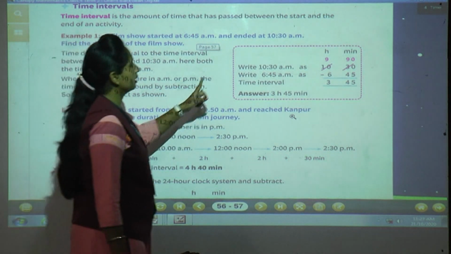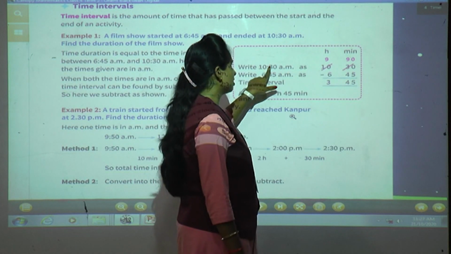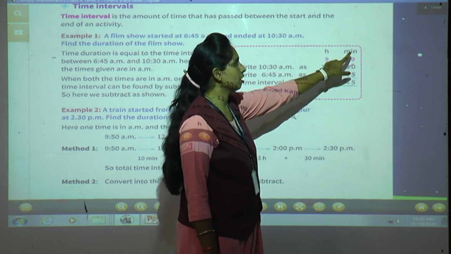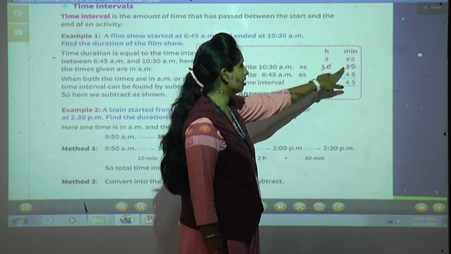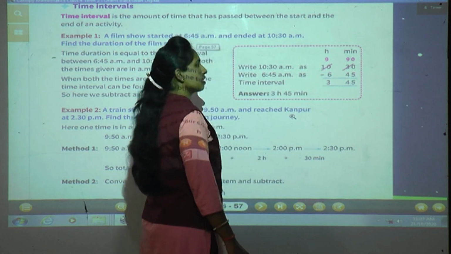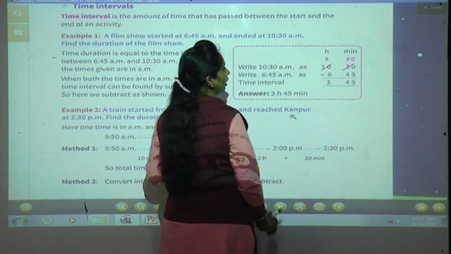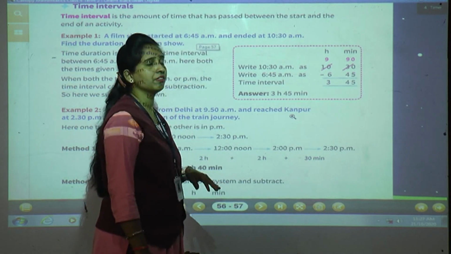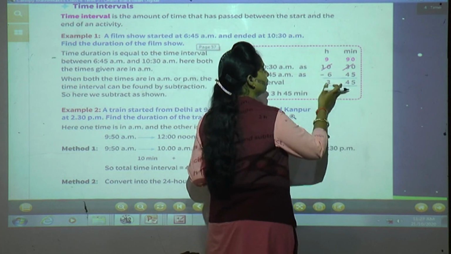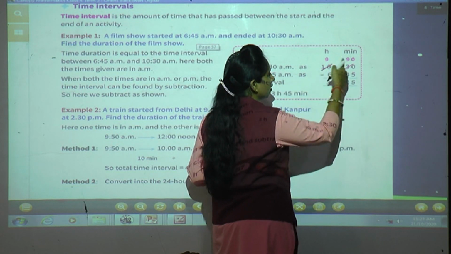So write 10:30 a.m. as, see, 10 is hours and 30 is minutes. So write in this way, hours column and minutes column, 10 hours 30 minutes, and the second one is 6:45. So 6 write in hours and 45 in minutes. Now 30 minus 45 we cannot subtract. So what do we have to do in that case? We have to borrow from 10 hours.